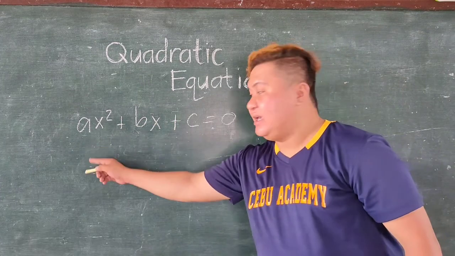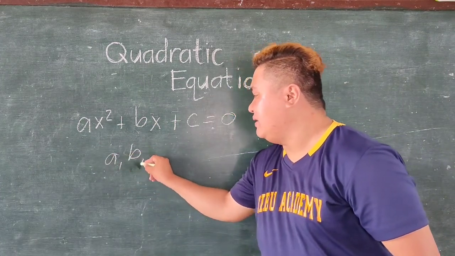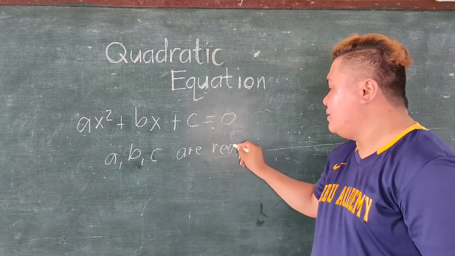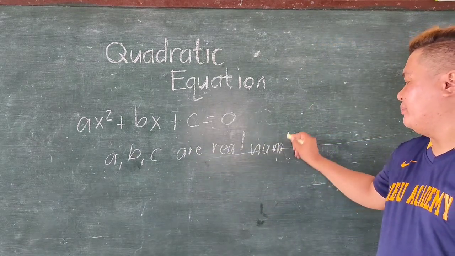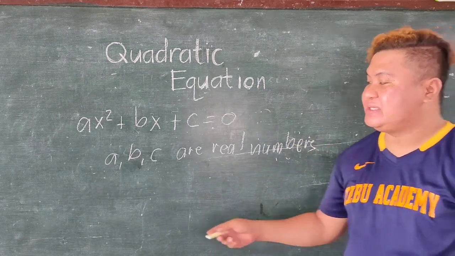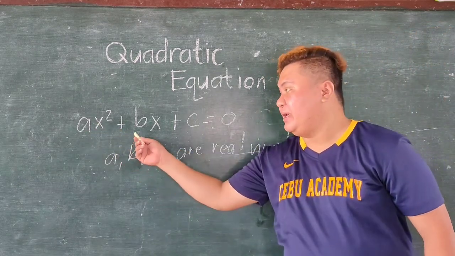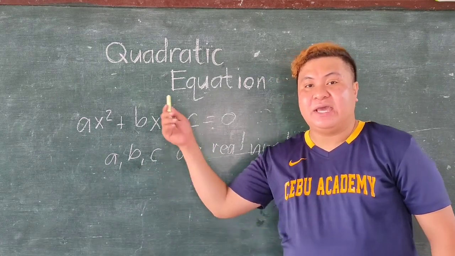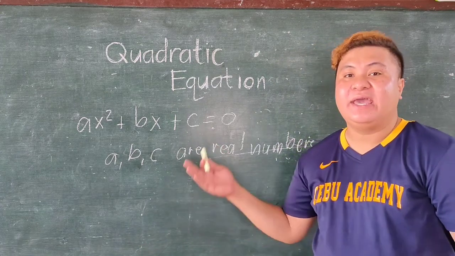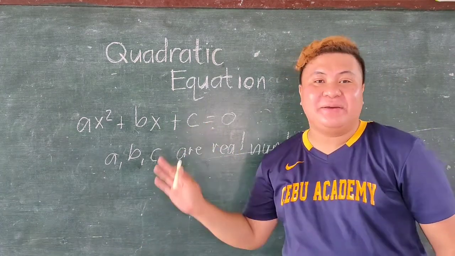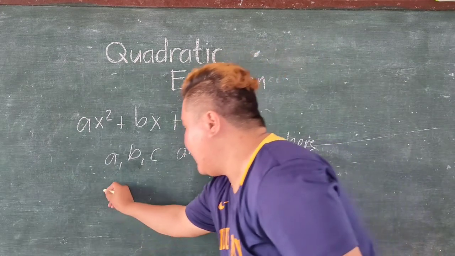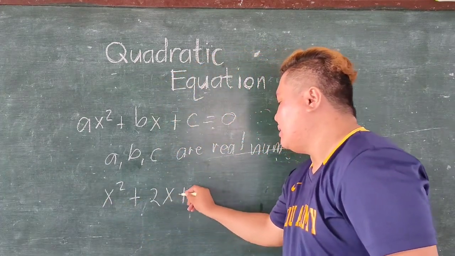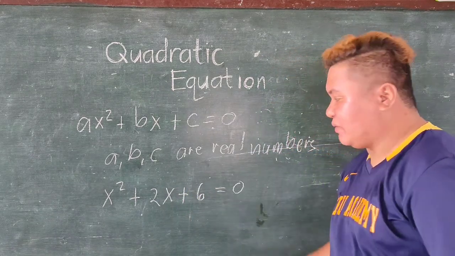Where A, B, and C are real numbers. Which means that A, B, and C can be replaced or substituted with the numbers 1, 2, 3, or any negative numbers. An example of this is x squared plus 2x plus 6 equals 0.